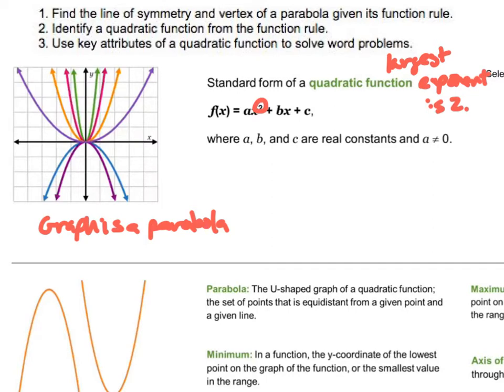The other thing is that when we have a quadratic function in standard form, you have this notation where f of x is equal to ax squared plus bx plus c, where a, b, and c are real constants, and a cannot equal 0. We'll be able to identify what those values are. I'm going to write this out quite a bit and go through that.